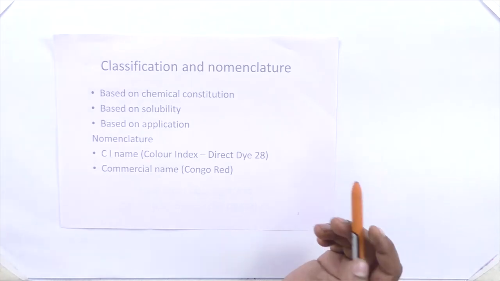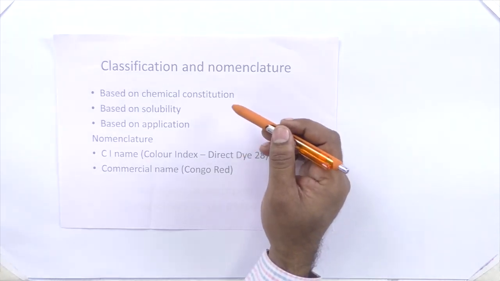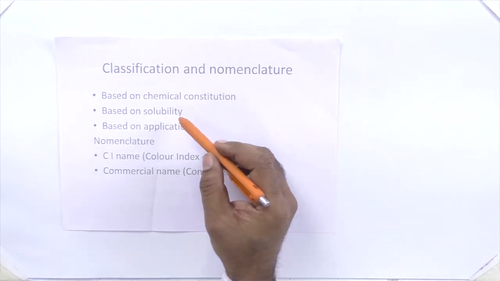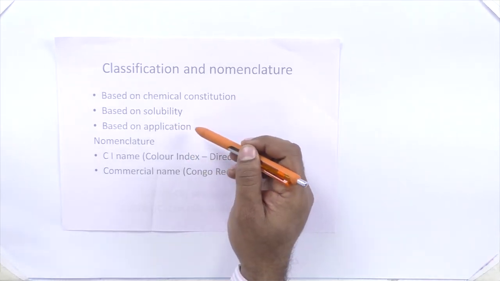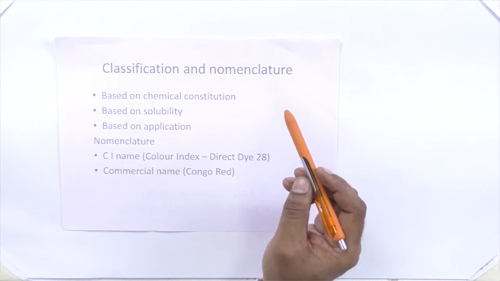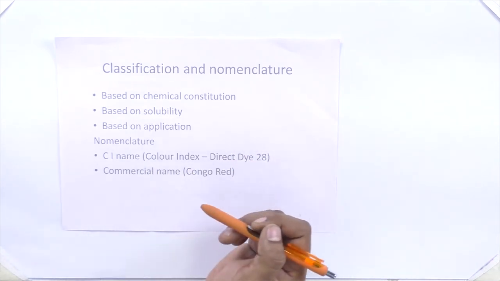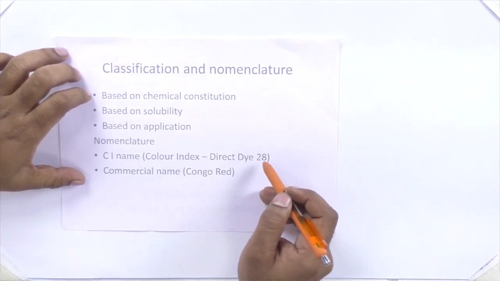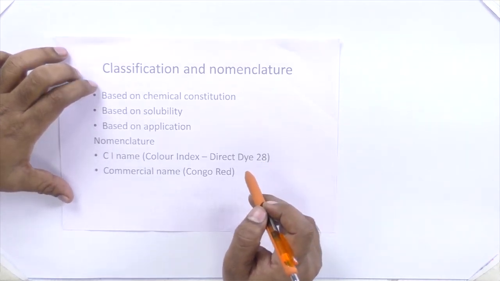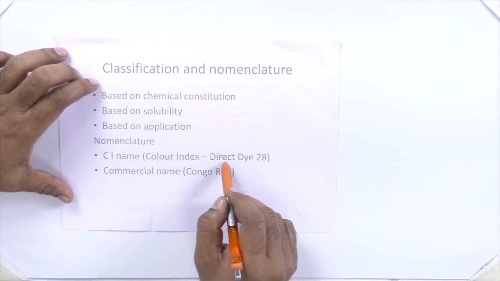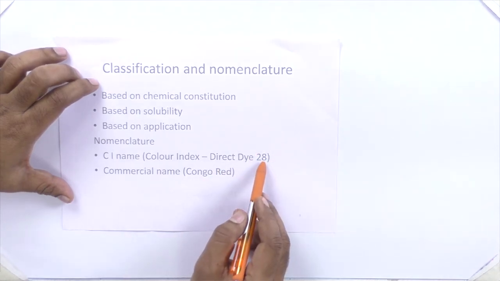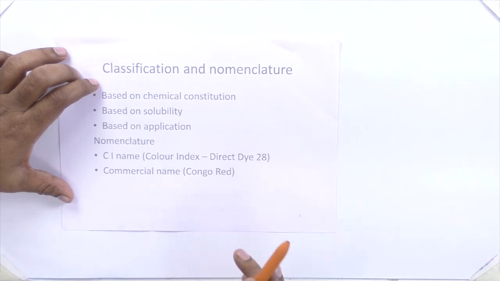Classification of dyes. We can classify the dyes based on chemical constitution, based on solubility, and based on application. Normally the dyes come with a CI number, the color index number. It is a serial number registered in the Color Index. For example, Direct Dye 28 means Congo red. Its serial number is 28, that's all.